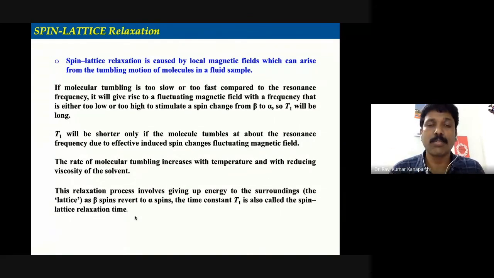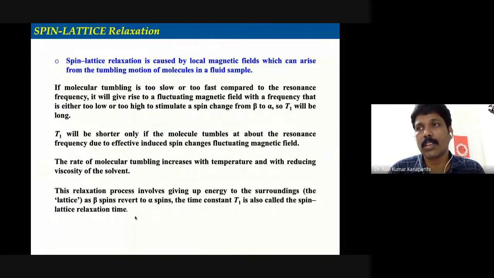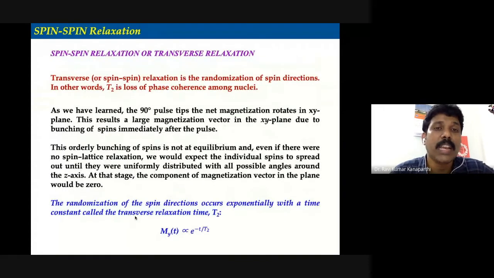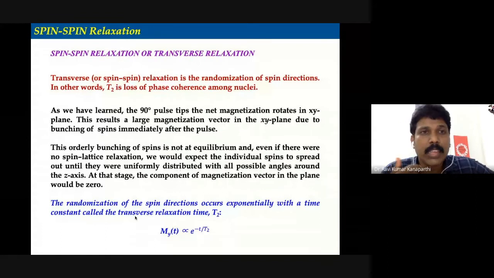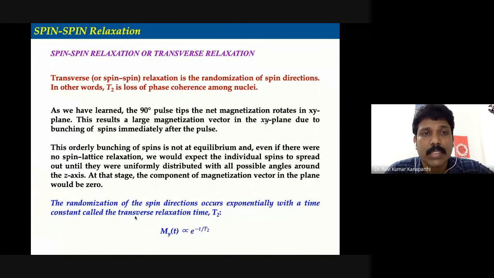Nature likes a system to be at the ground state. So more spins in the alpha state is the actual scenario. Therefore, beta spins will try to give their excess energy to the surroundings and come back. That is another explanation why this is called spin lattice relaxation. And the other relaxation process which I mentioned was the spin-spin relaxation, or transverse relaxation.